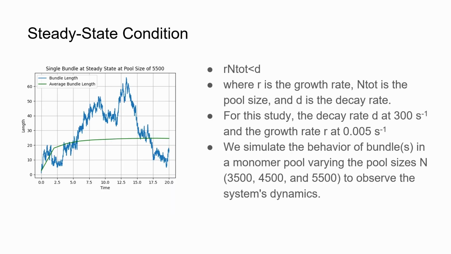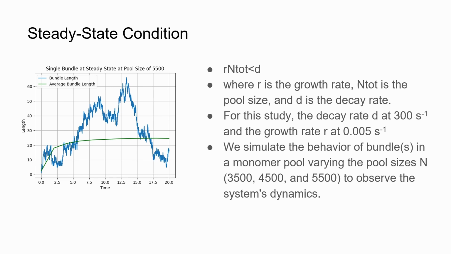Now, we'll be moving on from just 2 filaments to an entire bundle. To do so, we'll need to keep a few conditions, mainly the inequality. As you can see here, R times N total has to be less than D. R, as said earlier, is the rate of growth, N total is going to be the pool size, and D is going to be the rate of decay. For the study, the decay rate D is going to be 300, and the growth rate R is going to be 0.005. And this study mainly consists of 3 different pool sizes, starting with a pool size of 3,500, then 4,500, and finally 5,500 monomers.